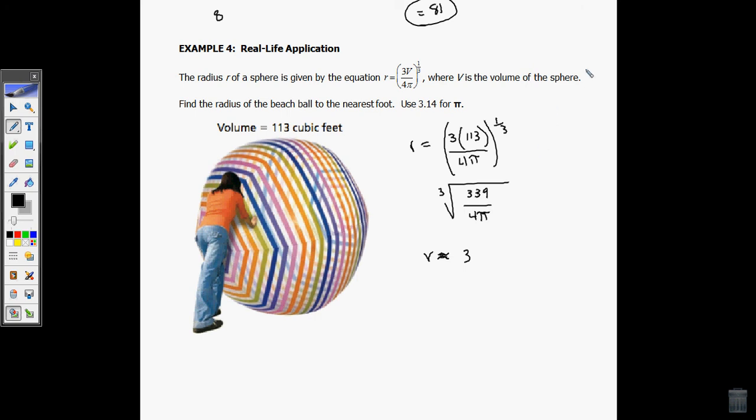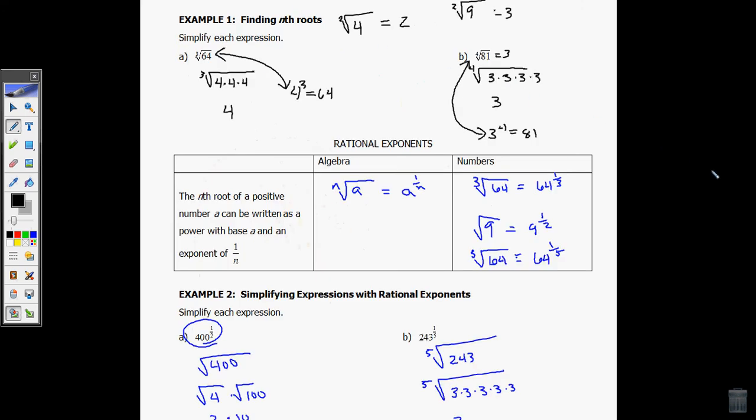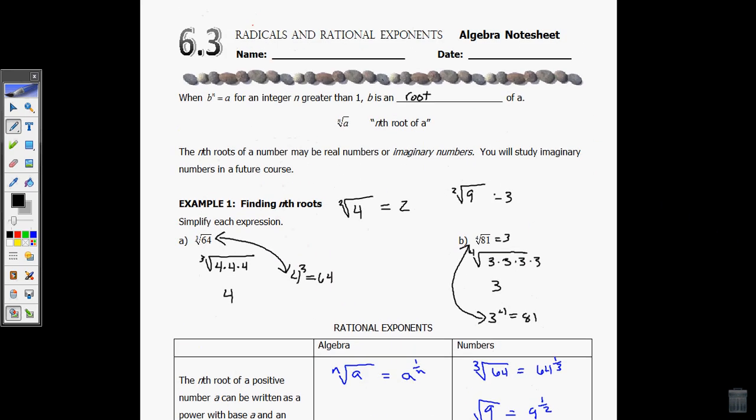Alrighty. That is it for 6.3 radicals and rational exponents. We do have a lot of practice to do with this because, again, like all the things that we've been doing in Chapter 6 so far, it requires a lot of practice to get used to it. And write down any questions. We'll talk about them in class. Good luck on the work.